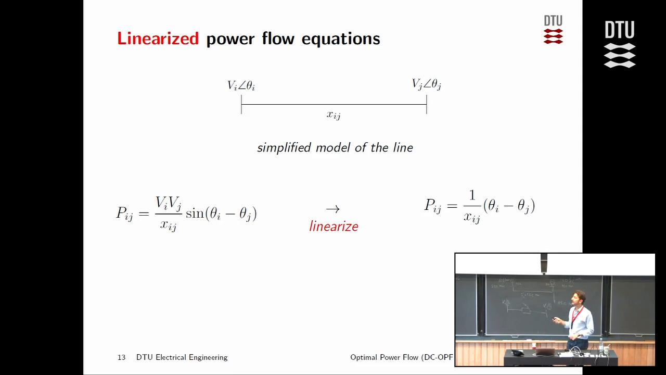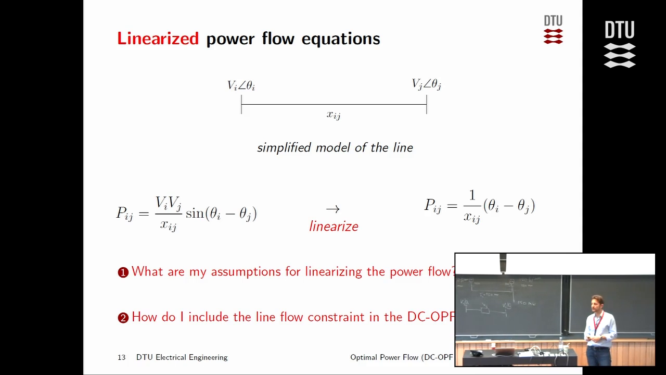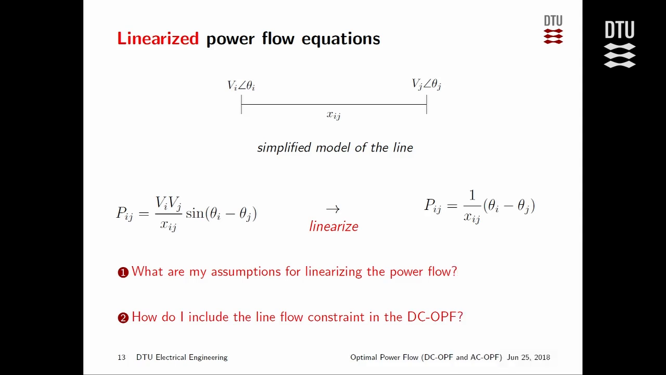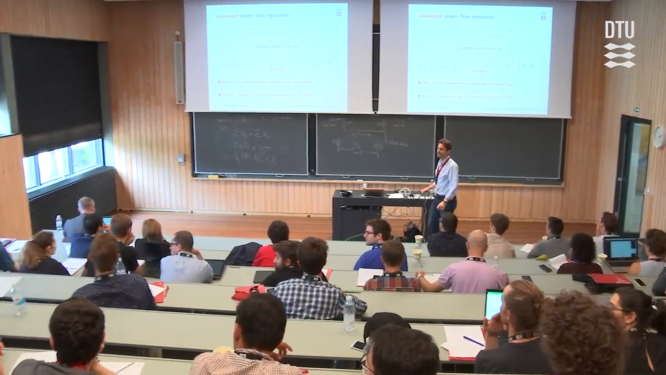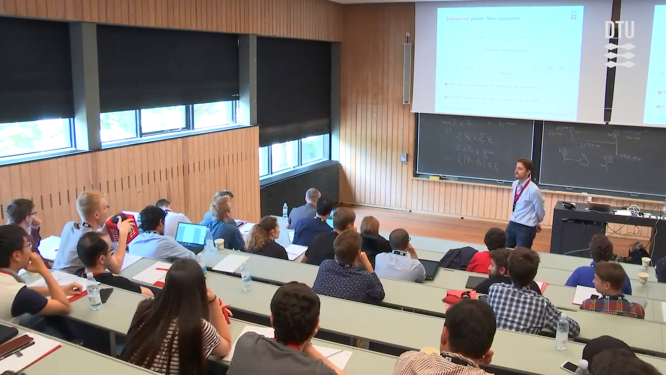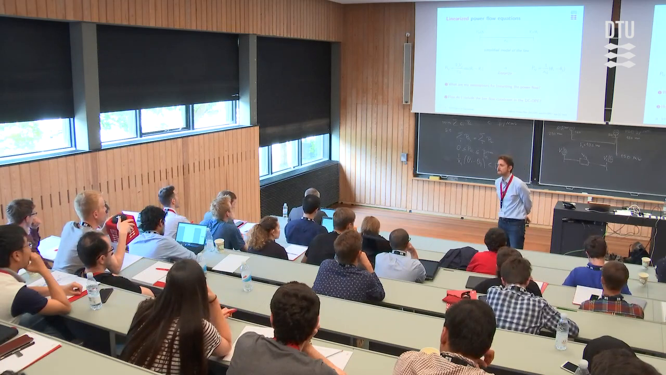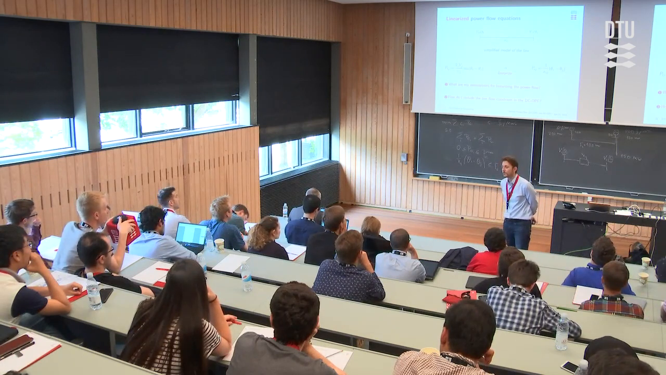And what I do now is linearize that, because you see here we have Vi, Vj, which is a quadratic term, and I have the sine. So the question is, first of all, what are my assumptions for linearizing? We assume that our voltages are close to 1 per unit, to get the 1 above this division. And then you also assume that sine theta is approximately theta, if the angle is in radians.